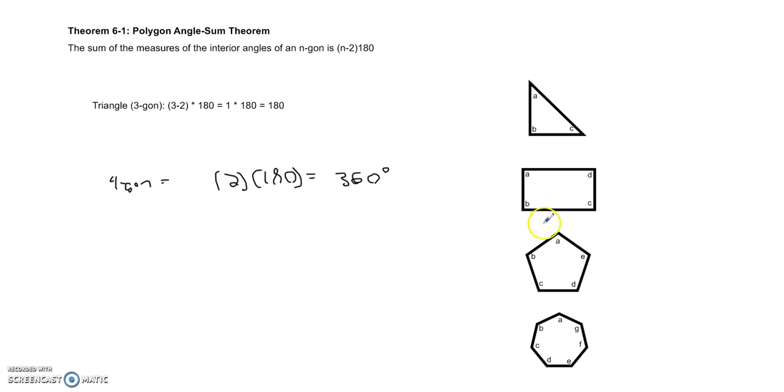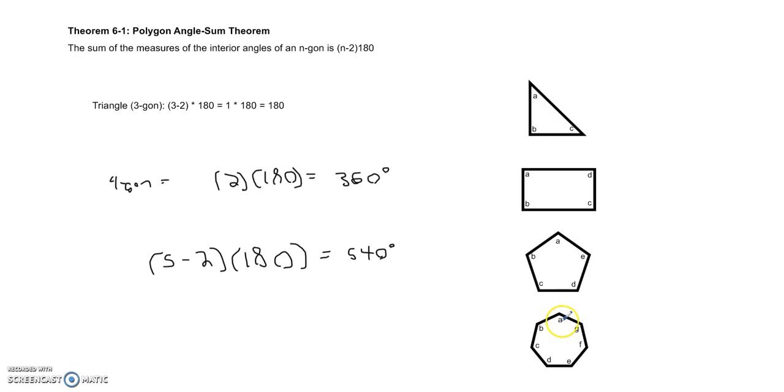Let's look at a pentagon. Angle A, B, C, D, E has 5 sides, so n would be 5 in this equation. So we would have 5 minus 2 times 180, or, as you can easily see, 3 times 180, which will be equal to 540 degrees. So once again, angle A, B, C, D, and E is going to be equal to 540 degrees.